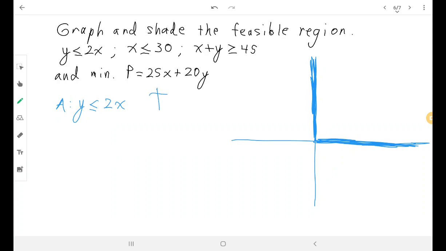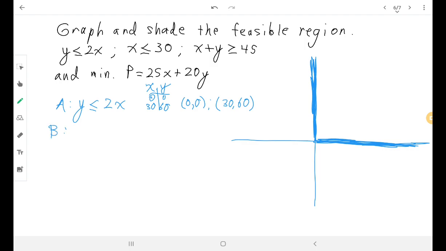We can make an easy little table for that. If I make x 0, then y is 0. If I make x, let's make x 30 because it comes up right there. Then y would be 30 times 2, or 60. So that gives me some stuff there. So I've got 0, 0 to graph, and I've got 30, 60 to graph.